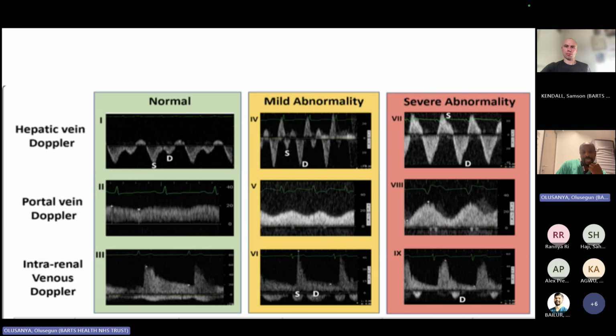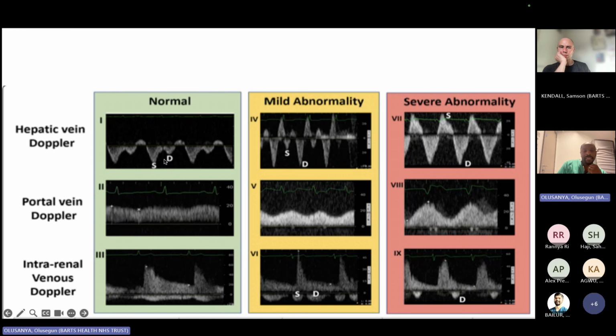So this is what they eventually did. They looked at the hepatic vein, the IVC, the portal vein, and intrarenal venous Doppler, and they looked at various combinations of severity of abnormalities, and they tried to work out which combination of abnormalities was most strongly associated with their post-op measure of acute kidney injury. So this is how they graded it.